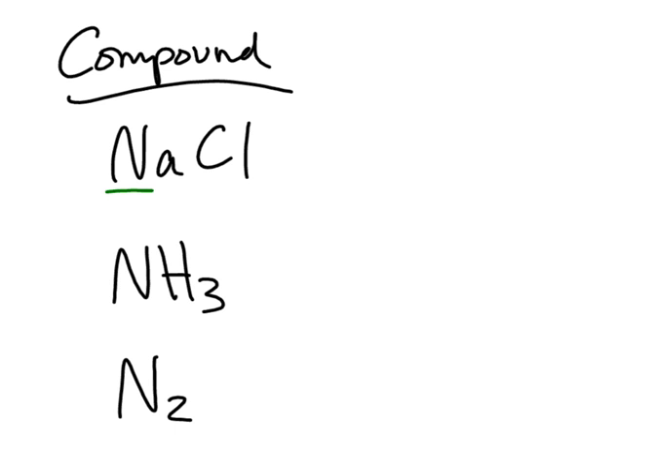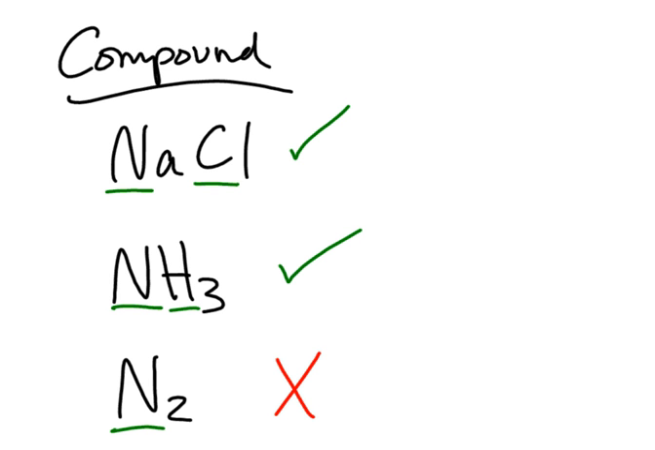So here's sodium, here's chlorine. I have two different elements there, therefore this is a compound. Nitrogen and hydrogen: I have two different elements there, compound. Nitrogen gas, which makes up the majority of our atmosphere, is just N2. I only have one element there. That is not a compound.